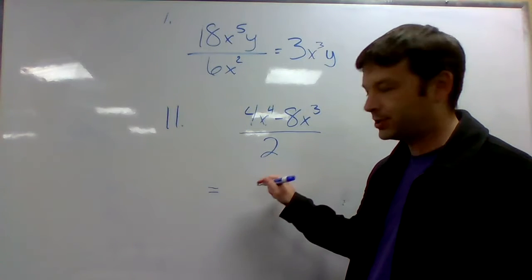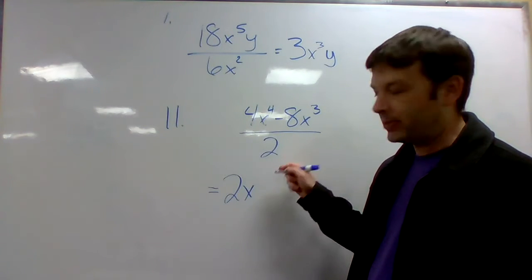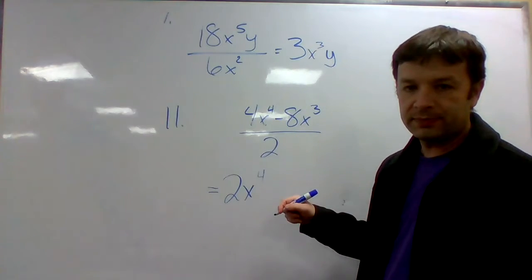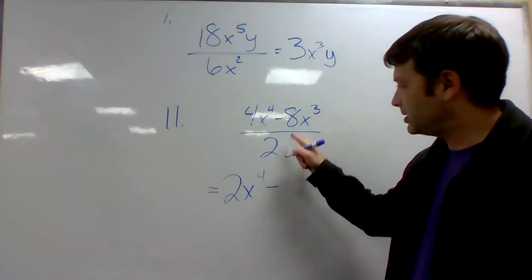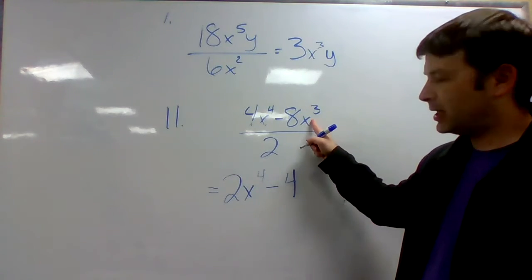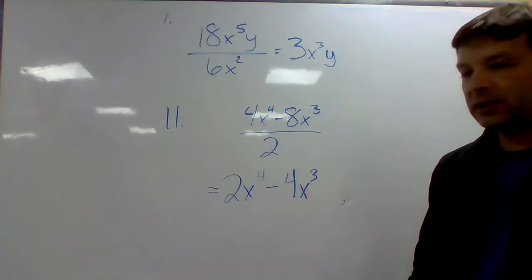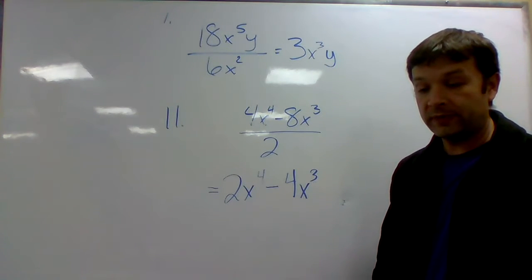4 divided by 2 is 2, and then there's no x's to worry about, so it's going to stay x to the 4th. Minus, what's 8 divided by 2? And then x to the 3rd divided by nothing, it's going to stay x to the 3rd. Okay, and that would be it for number 11.